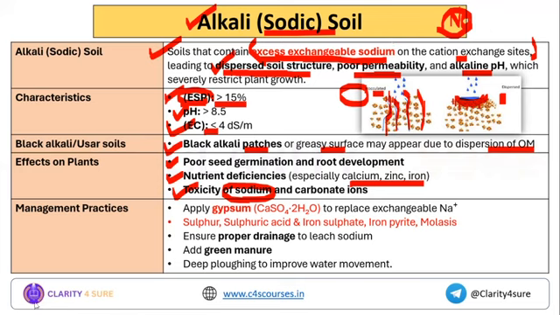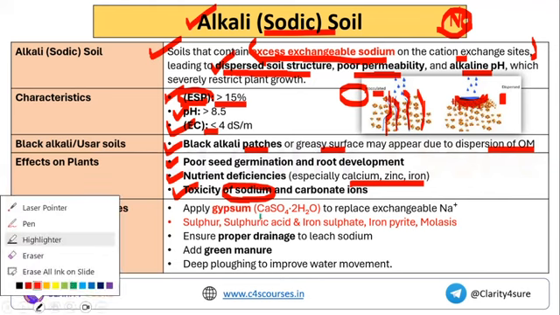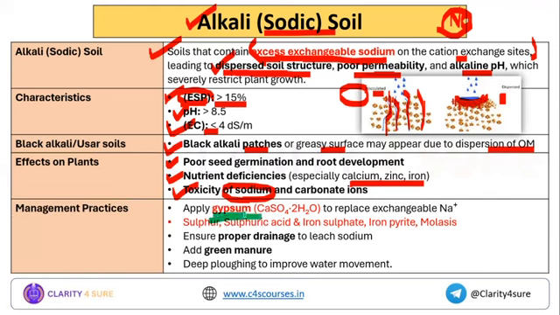So apply gypsum. What will happen when you apply gypsum? This calcium will replace the sodium on that exchange site and will balance out the total cation exchange capacity, reducing the concentration of sodium. It will improve the soil structure and allow flocculation. As I said, calcium and magnesium are flocculating agents. It will again create a good soil structure by replacing the sodium on the exchange site. So apply gypsum to replace exchangeable sodium.